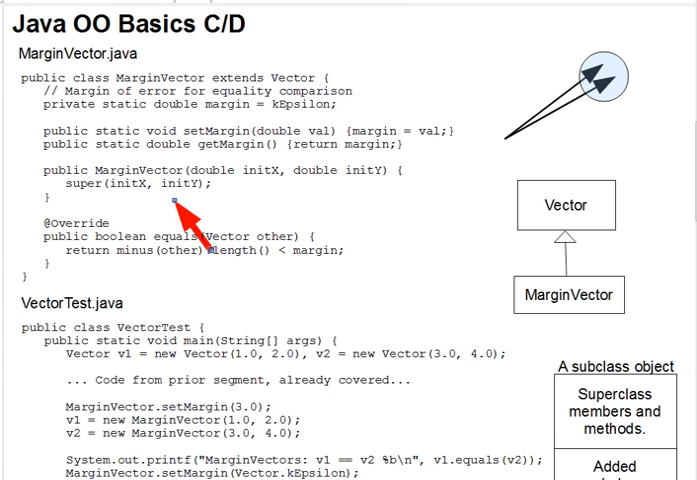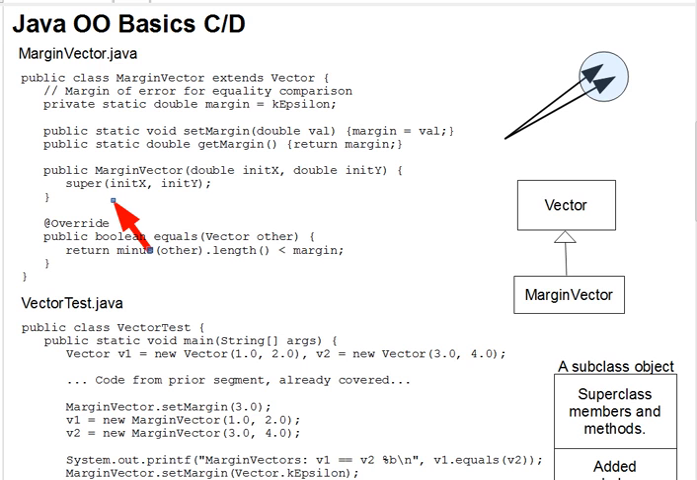Now, if there are any members to initialize that were added by the subclass, then their initialization goes directly in the subclass constructor. Though for MarginVector, there are none needed. We don't have any instance member data that were added by MarginVector. So in summary, a subclass constructor should always initialize superclass members by calling, via super, a superclass constructor, passing along any relevant parameters. And after that call, the subclass constructor then takes care of any initialization of subclass members.